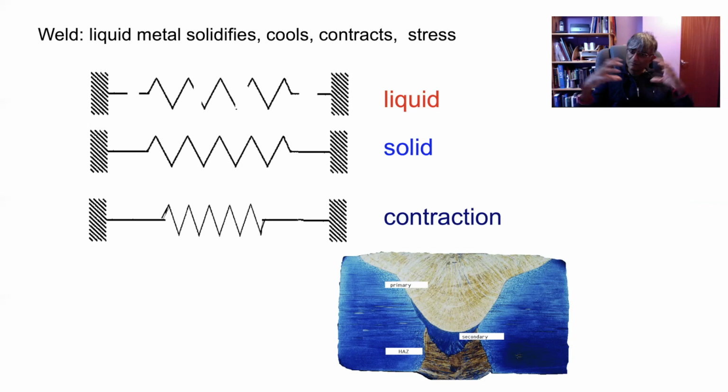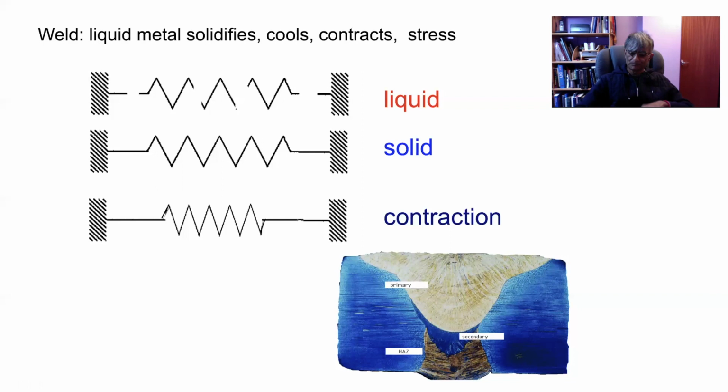So imagine that this is our rigid constraint. You've got a large structure and you want to join two bits of that structure together. While it's liquid, there's no issue. It then becomes solid and then undergoes thermal contraction, which therefore pulls against this assembly, which is constrained. And that stress can reach very high levels, of the order of a significant fraction of the yield stress of the material.